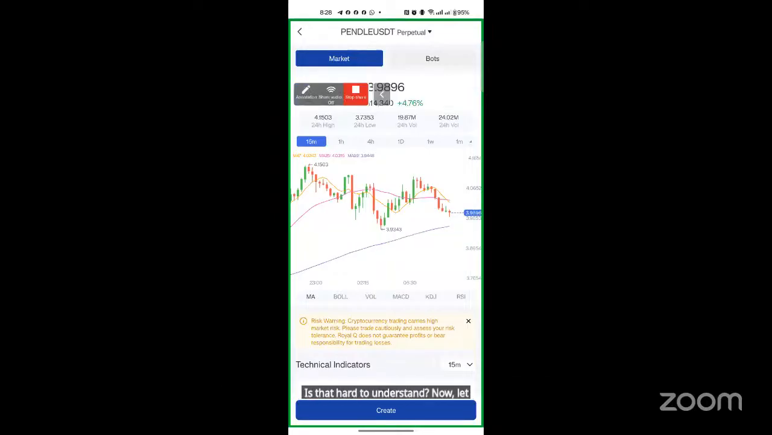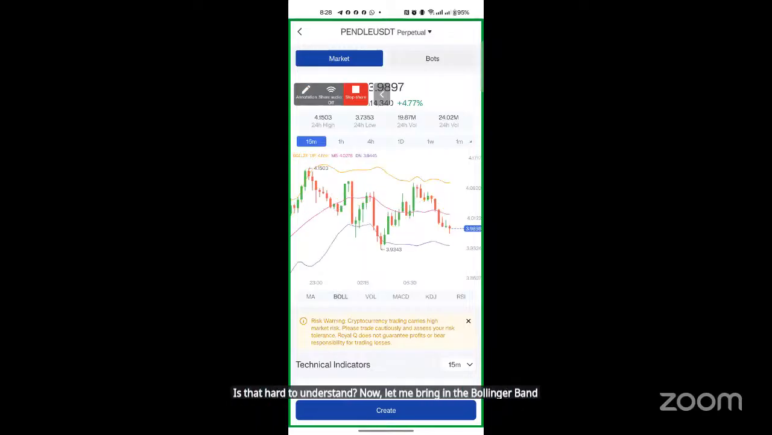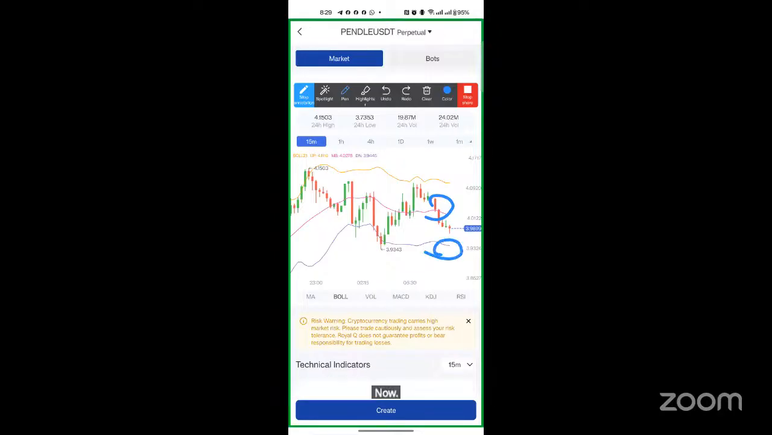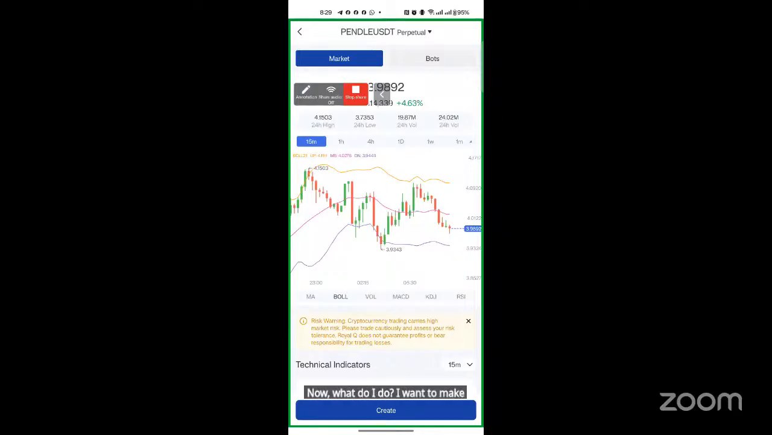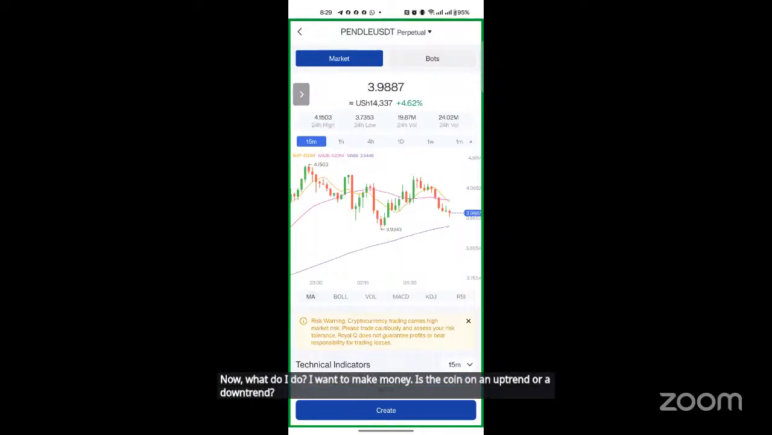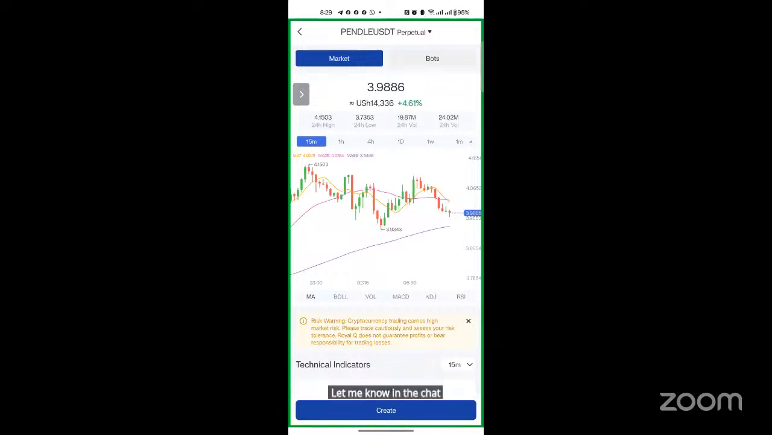Now let me bring in the Bollinger Band to see. The coin is below the 20 moving average here. Has it reached the lower band? Now I'm using logic to explain. Has it reached the lower band? Now I want to make money. Is the coin on an uptrend or a downtrend? Let me know in the chat. Is my coin on an uptrend or a downtrend?